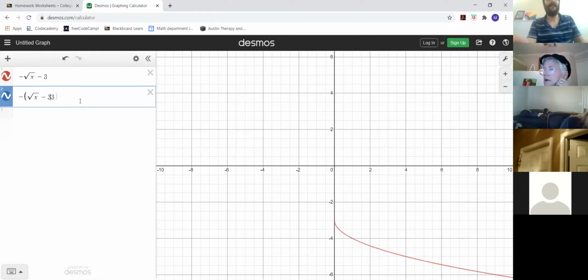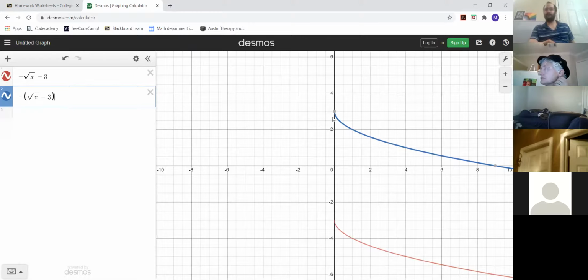you have to put parentheses to say shift it down 3 first and then do the flip. So you could fix it maybe a little bit like that. But if you flipped it, I mean, if you moved it down 3 and then flipped it, right? It would be up here like that.